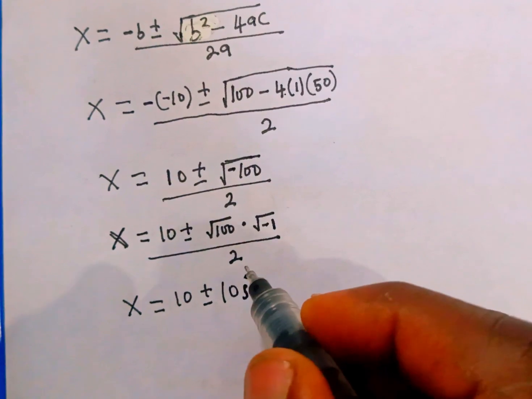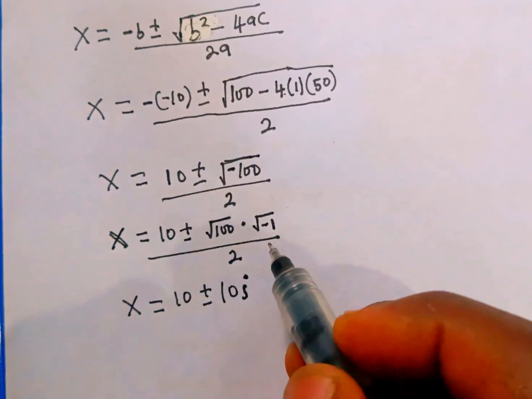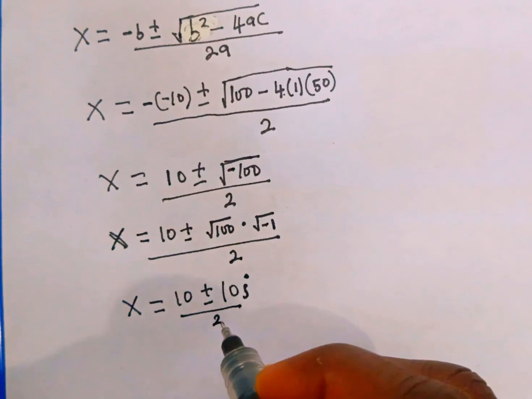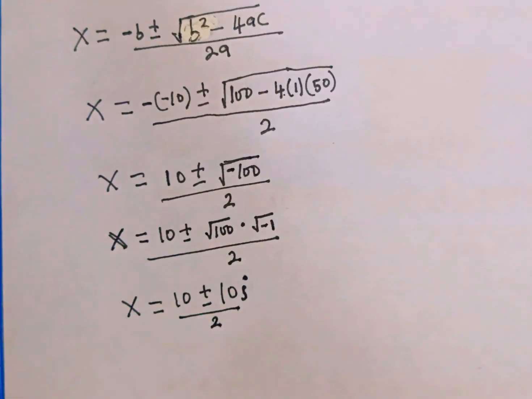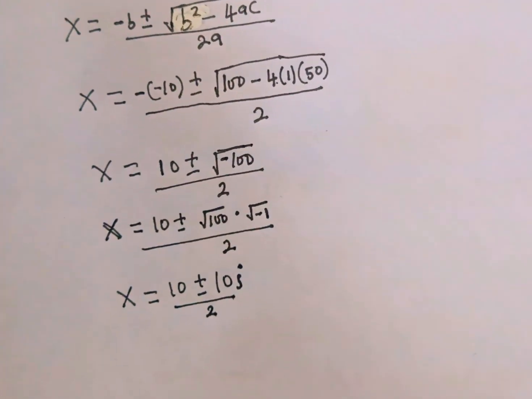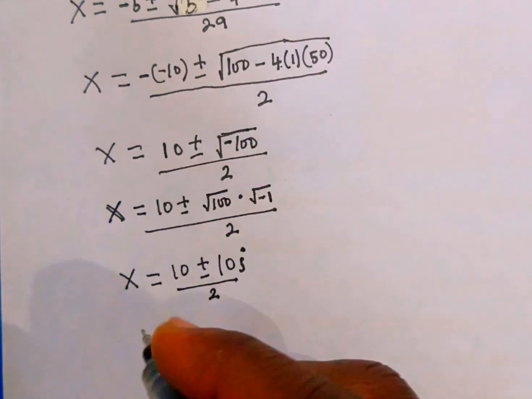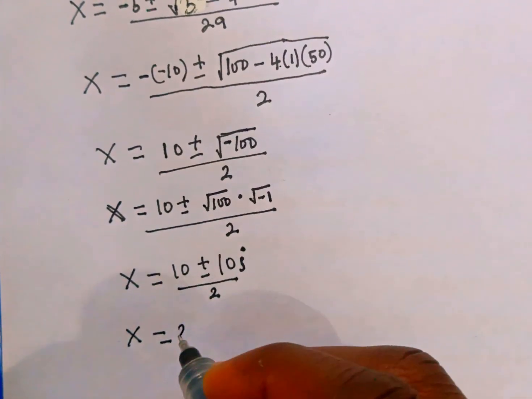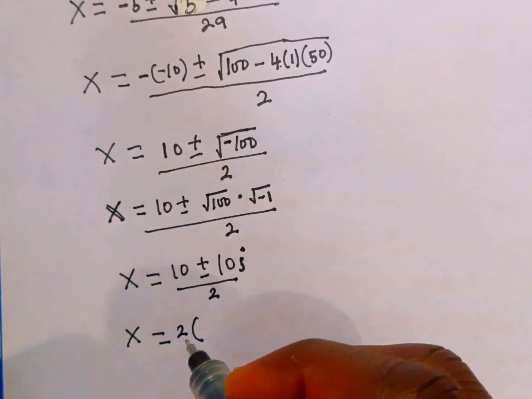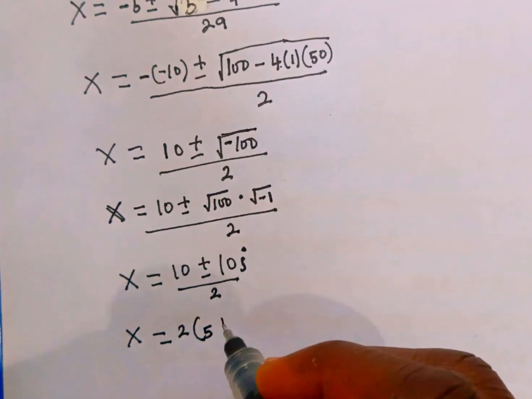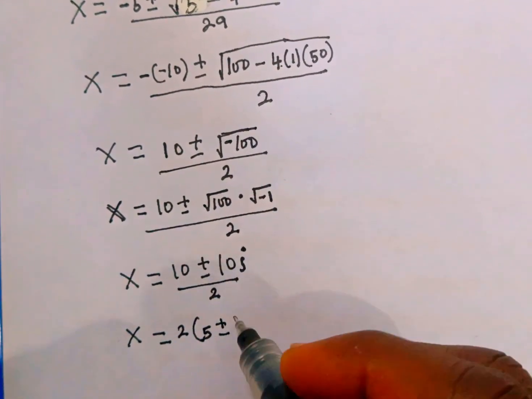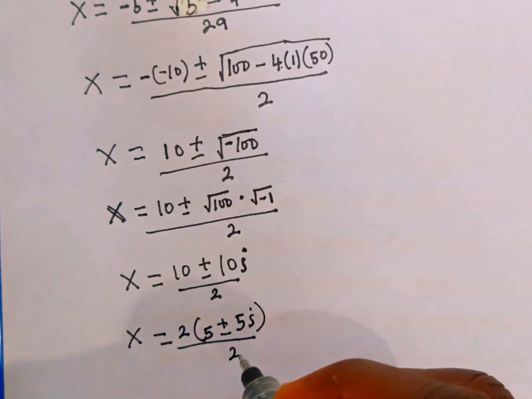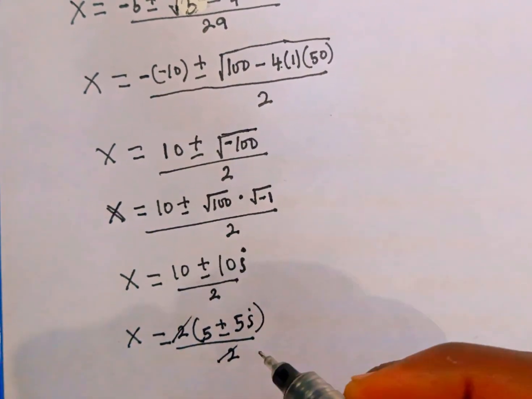An imaginary number. Whenever you take the square root of negative 1, it's going to give us i, then everything all over 2. Now the next thing is for us to cancel these two. How are we going to do it? We can factor out 2 from the numerator. When we factor out 2, 10 divided by 2 is going to give us 5, plus or minus 10 divided by 2, also 5, then i. So everything all over 2, so that these 2 can cancel these 2.